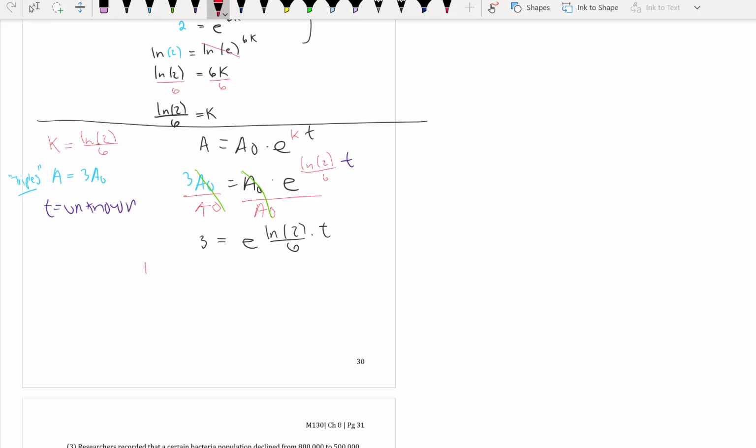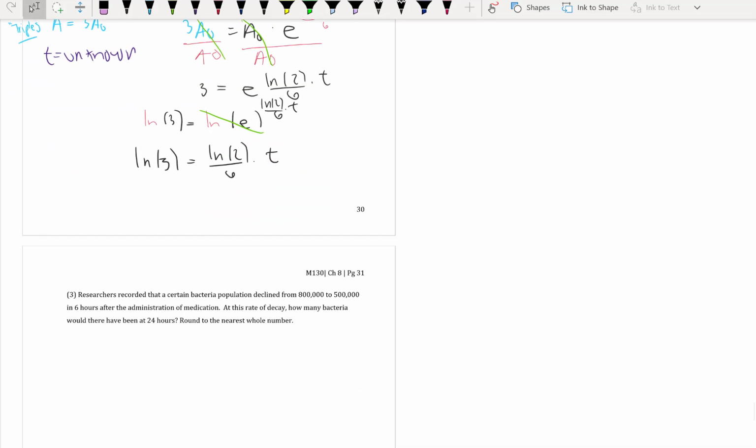So now, like we've been doing before, I can ln both sides. So ln of 3 is equal to the ln of e to the ln of 2 divided by 6 times t, so that the ln's cancel. And I have natural log of 3 is equal to natural log of 2 divided by 6 times t. So then from here, I can multiply by the reciprocal. So that would be 6 over the natural log of 2.